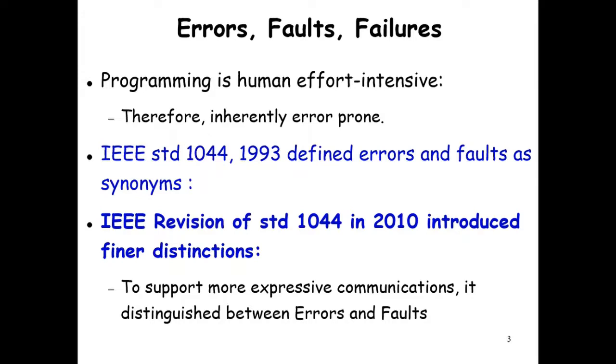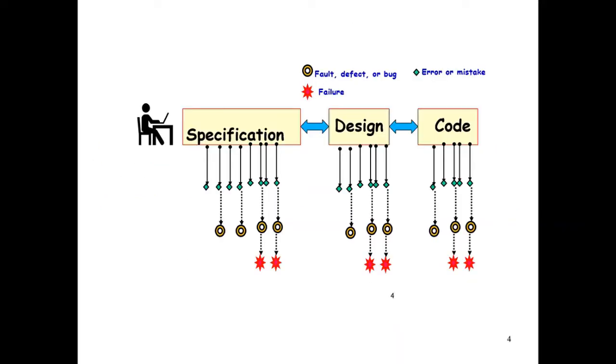In 1993, the IEEE standard defined error and fault as the same thing; they were referred to as synonyms. But as the testing part improved over time, the IEEE revised the definition of error and fault. To support more expressive communication, it distinguished between error and fault.